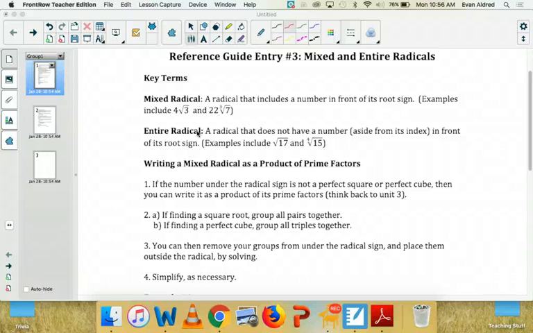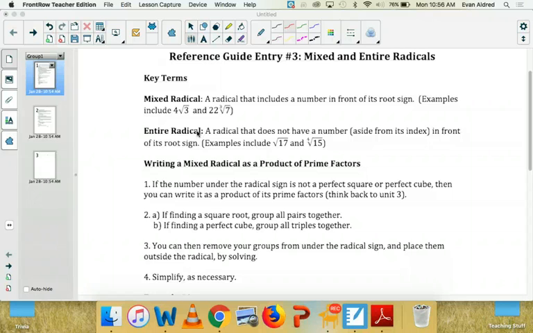The next reference guide we'll be looking at in Unit 4 is reference guide entry number 3. Reference guide entry number 3 deals with something called mixed and entire radicals. So we haven't heard those terms before, and with that in mind, it's a good place to start by defining what each of those things are.